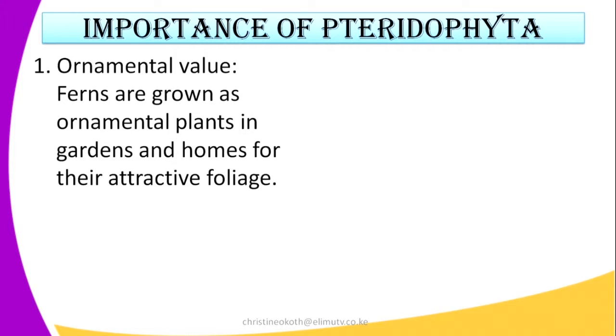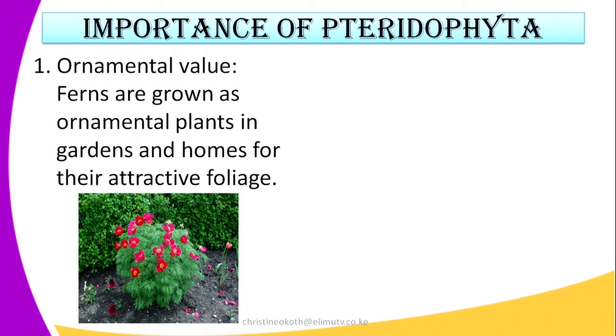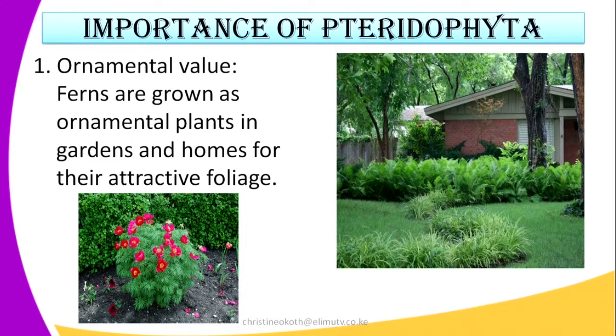Now let us look at how these organisms are important. The first importance is that they are used for ornamental value. The ferns, most of them are grown as ornamental plants in gardens at homes for their attractive foliage. An illustration there shows how attractive ferns look when you grow them in your homestead. They provide a decorative function. At homes they can also be used along the fence or within the compound. They give the home a very nice and attractive touch. So that one is ornamental value, just for a decorative purpose.